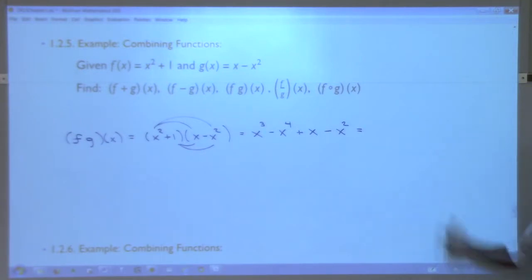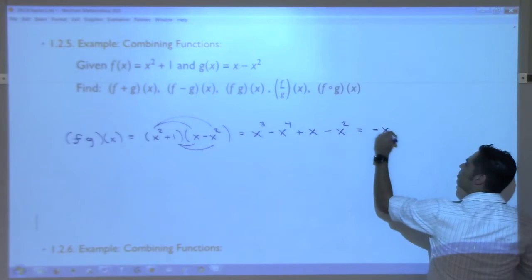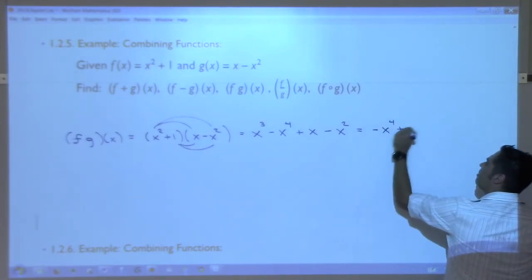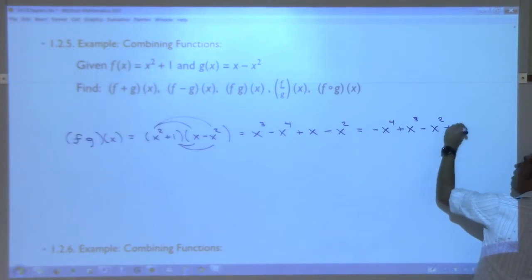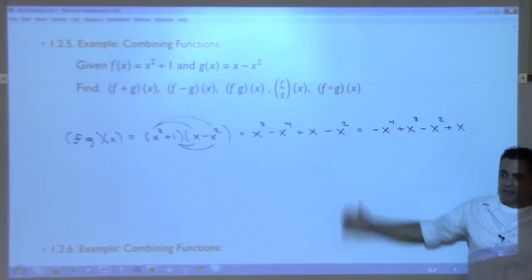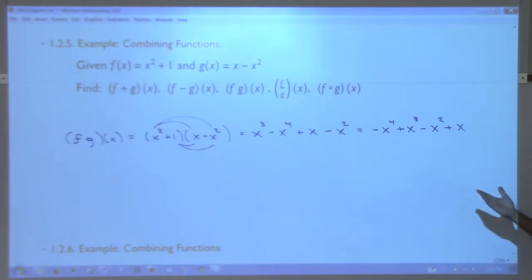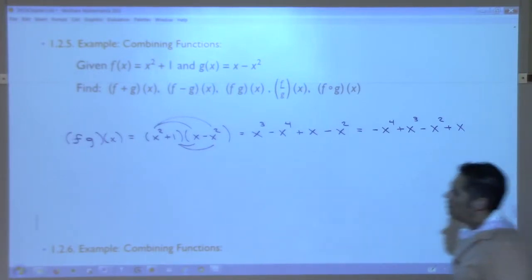You can rearrange it, but technically that's correct. Now, a lot of times we like to write our polynomials in descending order, highest power of x down, but that in no way makes it more correct, all right? They're both equally correct. All right, so that's multiplication of functions. Now, what about this?